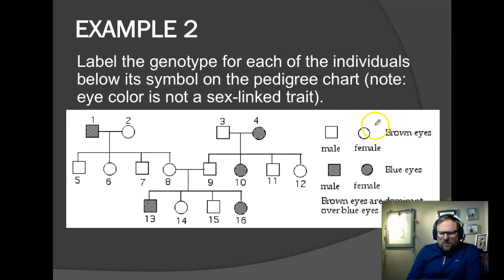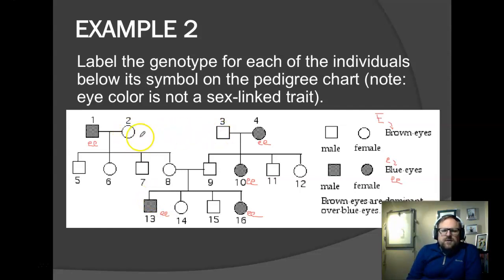You can choose what letters you want to use. Let's go, if it's eye color, with E for the brown and little e for the blue. Okay, so then shaded in individuals have blue eyes. What that means is all of these individuals must be little e, little e. So that individual there is little e, little e. So is that one. This individual here, that individual there, that individual there. They're all little e, okay?